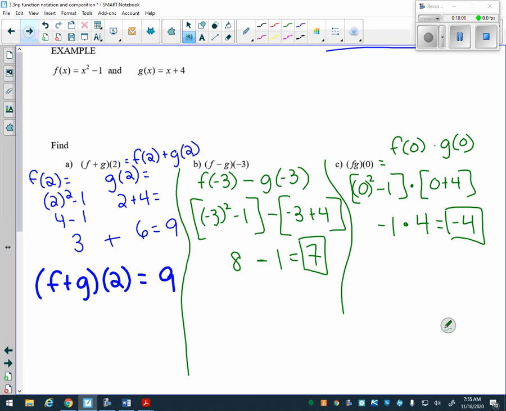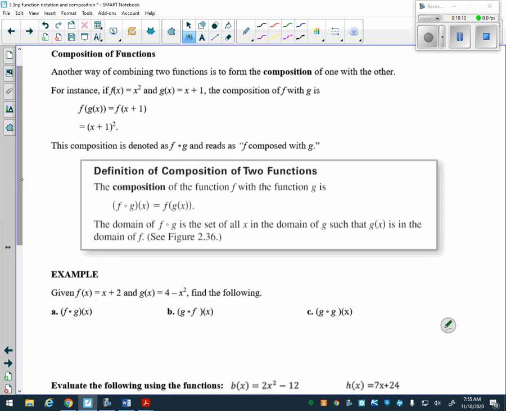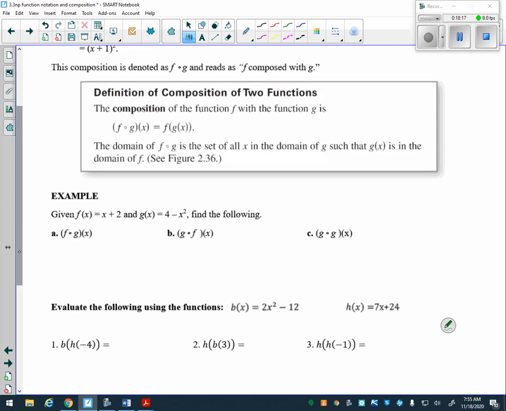The last thing that we're going to look at is composition of functions, okay? When you're composing two functions together, the notation looks as follows, and there's two ways you could express this. You have f with this open circle g of x. That's not multiplication, it is composition. So in other words, you see f composed with g of x.